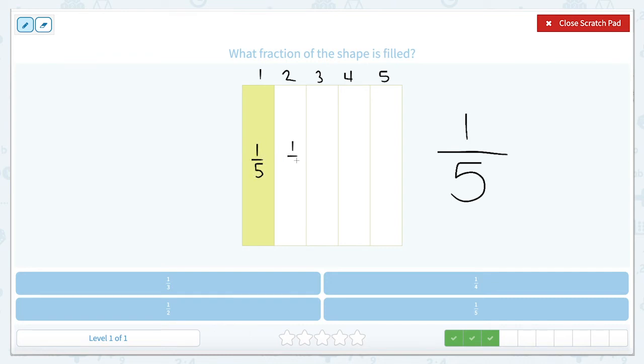This piece is equal to one fifth. This piece is equal to one fifth. This piece is equal to one fifth. And finally, the last piece is also equal to one fifth.